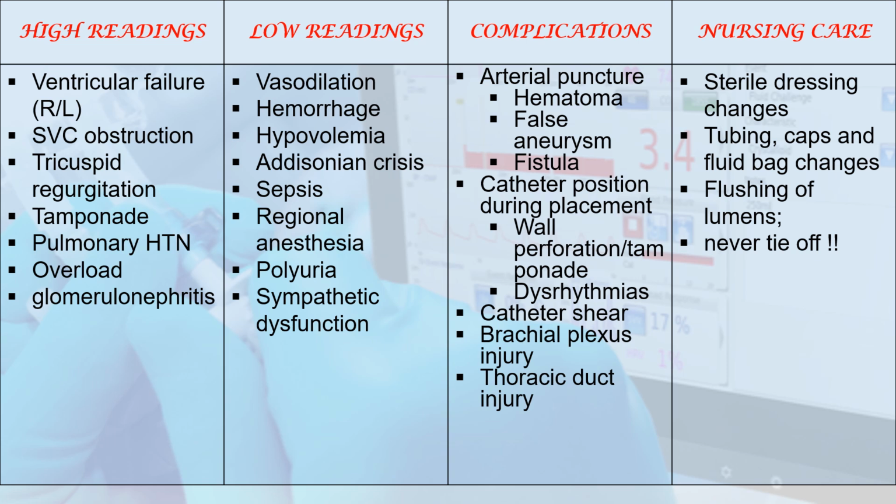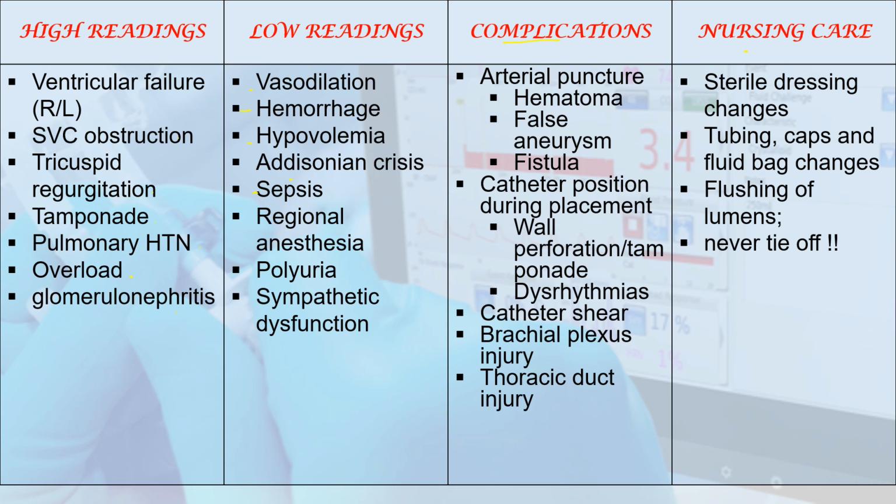So we can see the troubleshooting associated with central venous pressure, that is high readings and low readings, and also what the complications associated with CVP monitoring are and what the nursing care is. High readings occur when there is ventricular failure, right or left side ventricular failure, superior vena cava obstruction, tricuspid regurgitation, cardiac tamponade, pulmonary artery hypertension, overload and glomerulonephritis. These situations lead to high CVP readings. Then the situations where low readings show are vasodilation, hemorrhage, hypovolemia, Addisonian crisis, sepsis, regional anesthesia, polyuria and sympathetic dysfunction.